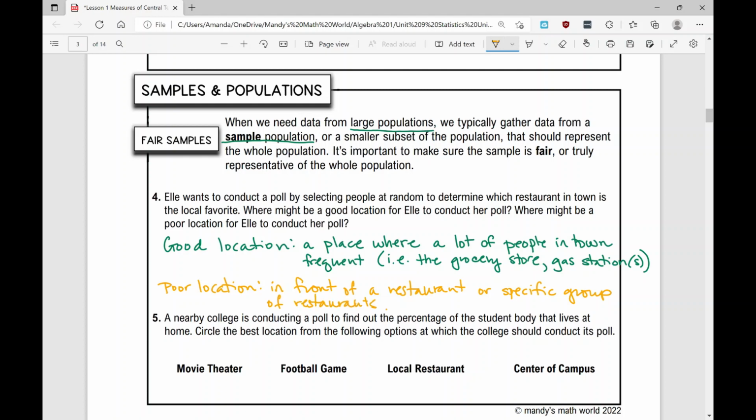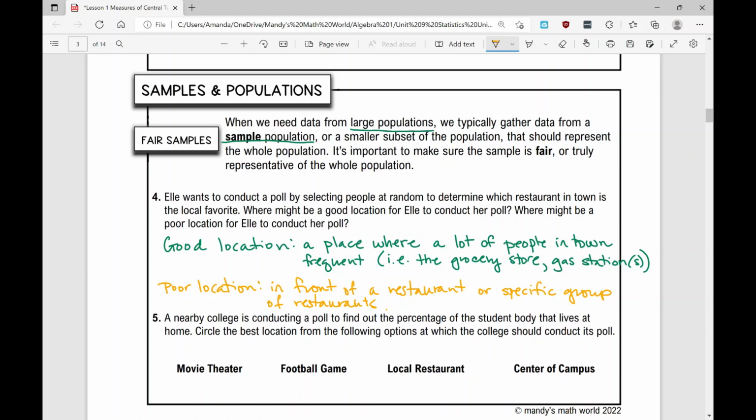So being able to say, hey, how am I going to determine this sample? Where am I going to gather my data? That's really something that you need to know. In example number 5, which is our last example, it says a nearby college is conducting a poll to find out the percentage of the student body that lives at home. Circle the best location from the following options at which the college should conduct its poll. You've got a movie theater, a football game, a local restaurant, and the center of campus.